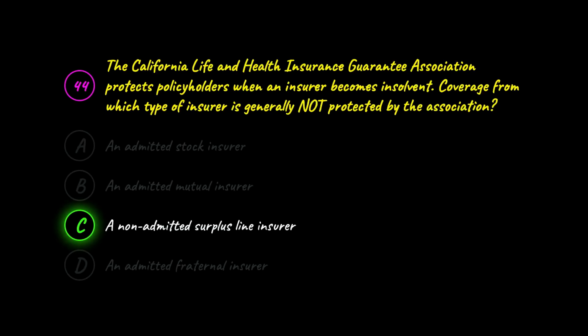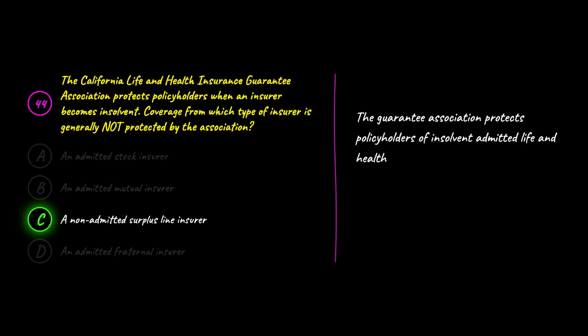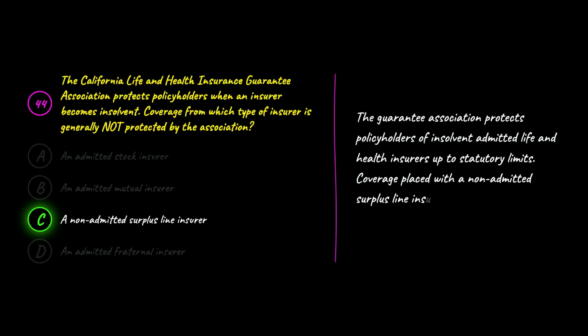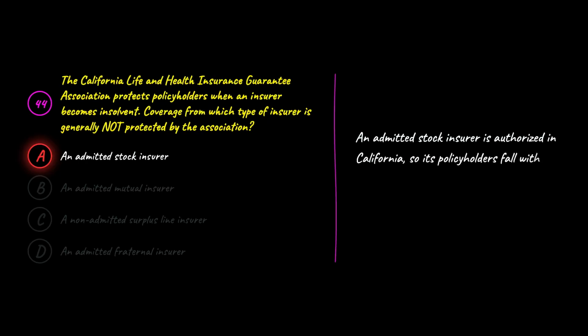The correct answer is C. A non-admitted surplus line insurer. C is correct because the Guarantee Association protects policyholders of insolvent, admitted life and health insurers up to statutory limits. Coverage placed with a non-admitted surplus line insurer is not protected by the association. A is wrong because an admitted stock insurer is authorized in California, so its policyholders fall within the Guarantee Association's protection if it becomes insolvent.